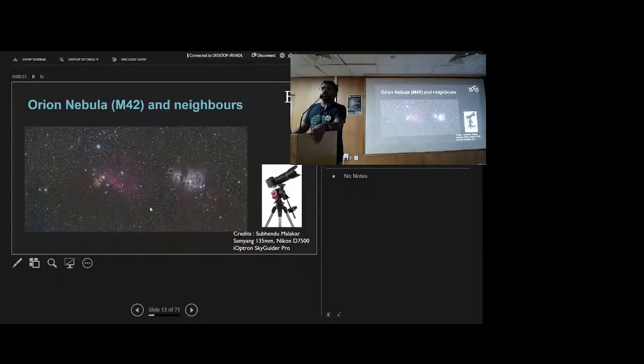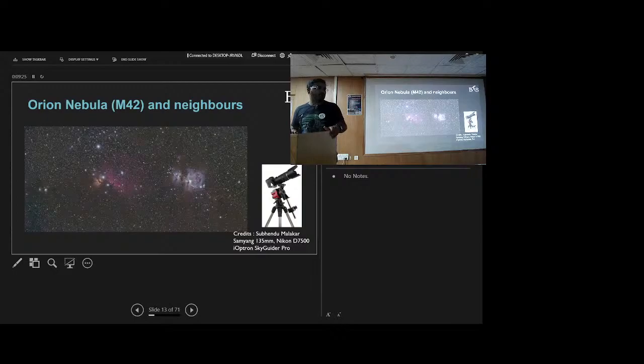Okay, here comes another image. This is also a wide field image. This was taken by Subhendu. We'll also come to the stage later and explain how to make star trails. This also was taken by a typical setup, but a little more complex than what we saw before. This is the setup we are seeing here.